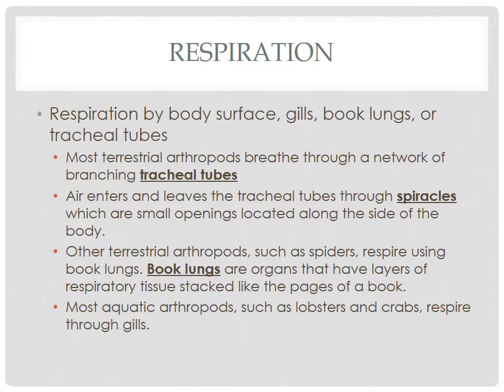Those openings are found in the exoskeleton. Other terrestrial arthropods, such as spiders, will respire using book lungs. These book lungs are organs that look like pages of a book stacked on each other. And by doing that, that increases the surface area to allow for maximum gas diffusion. However, the aquatic arthropods, like lobsters and crabs, are going to use actual gills because they're in the water. And since we're from Maryland, we know when we dissect a crab, we can see the gills, and those are the parts that we don't typically eat.